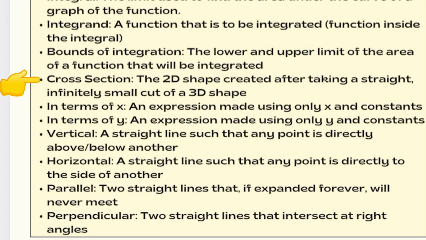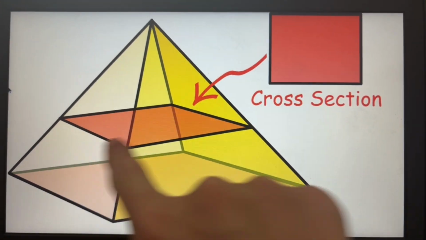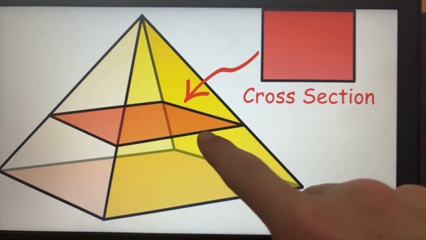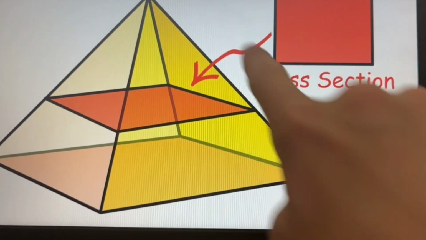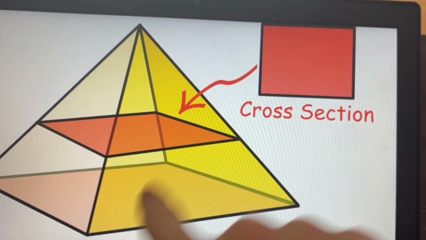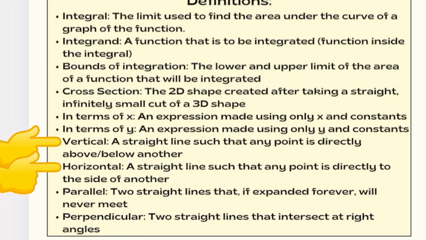A cross-section is the 2D shape created after taking a straight, infinitely small cut of a 3D shape. So a cross-section will always be a 2D shape that represents an infinitely small cut of a 3D shape. So for example, if you look at this 3D shape, if you take all of the horizontal cross-sections of it, they'll all be squares.